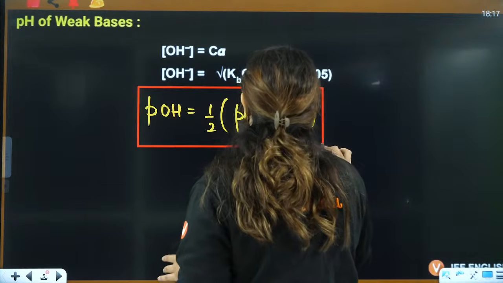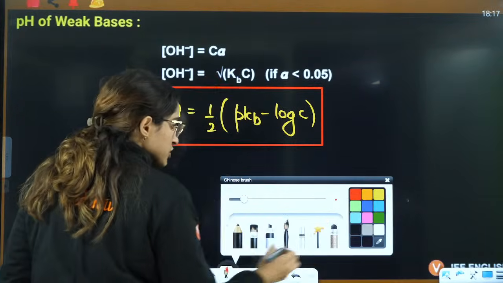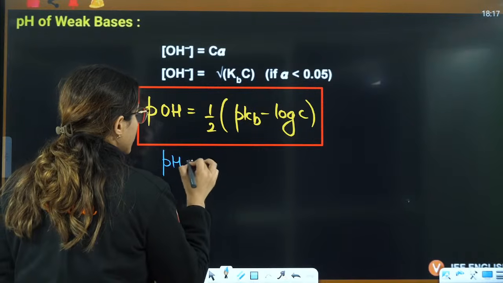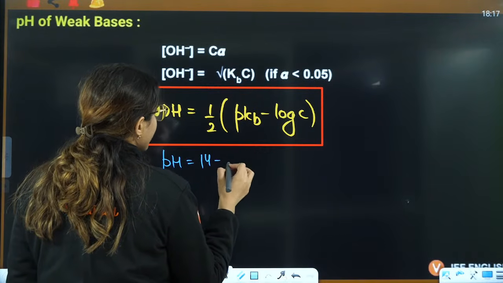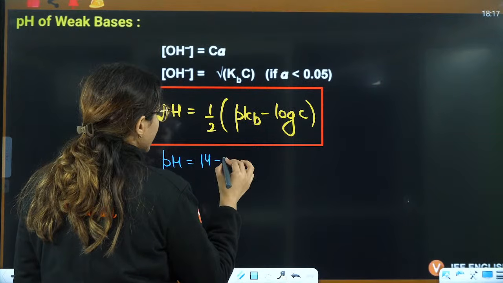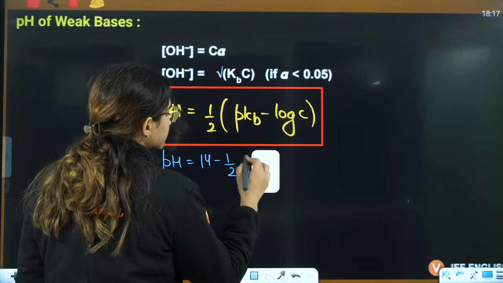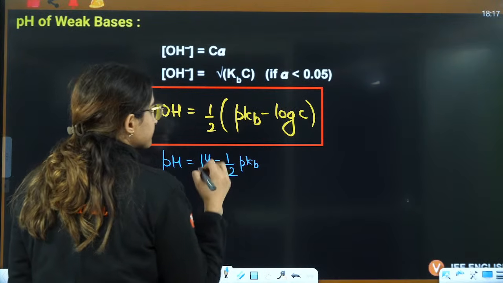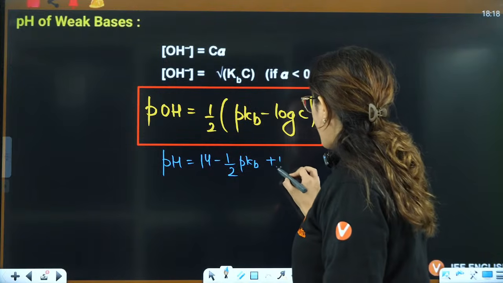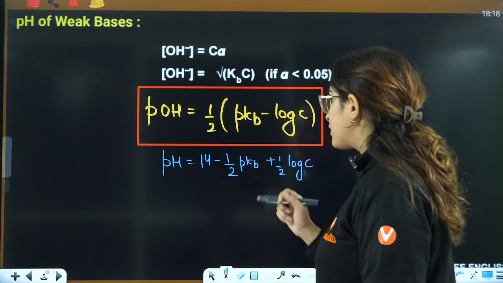If you know pOH, then what is the value for pH? pH is going to be nothing but pH is equal to 14 minus pOH. That is nothing but 14 minus half of pKb, minus will become plus half of log C, right? That will be the answer.